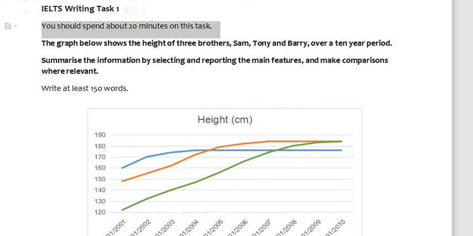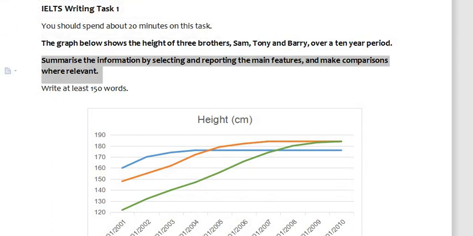So as we discussed before, you should spend about 20 minutes on this task. This is always the same for task 1. Then this line about summarising the information, this sentence or a variation of this sentence is always found in task 1 as well.